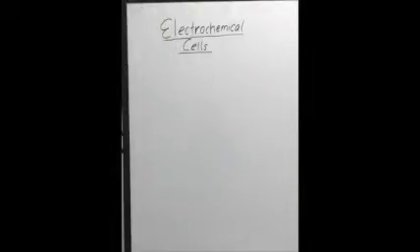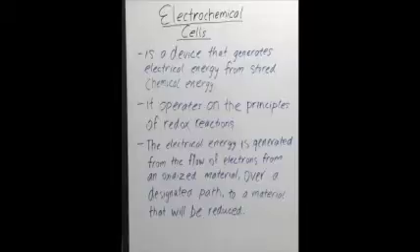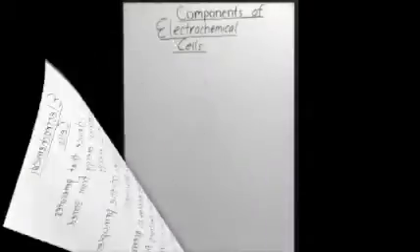Electrochemical cells. Electrochemical cells are devices that generate electrical energy from chemical energy through conversions. They operate on the principles of redox reactions, which were previously described. The electrical energy in electrochemical cells is generated from the flow of electrons on an oxidized material over a designated path to a material that will be reduced. Electrochemical cells are ubiquitous and have been incorporated into daily life. Examples can be seen in a normal 1.5 volt battery.